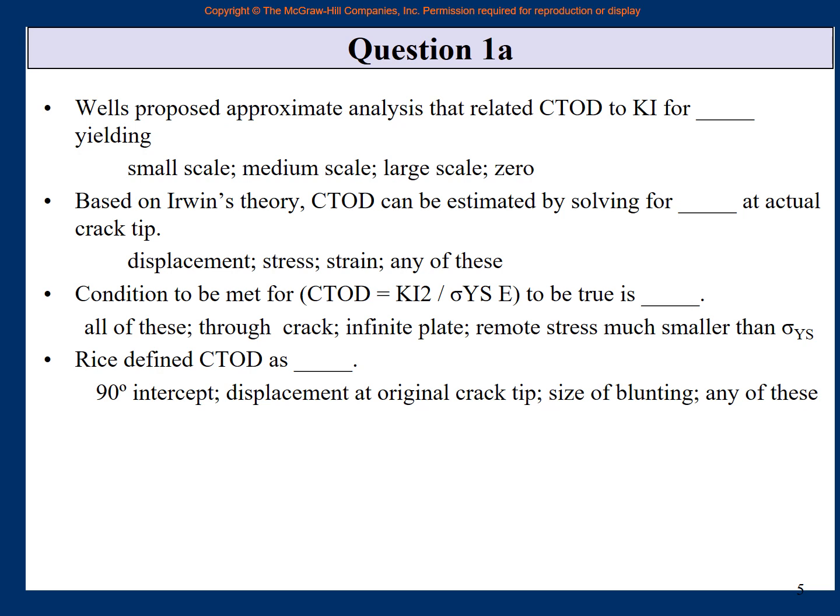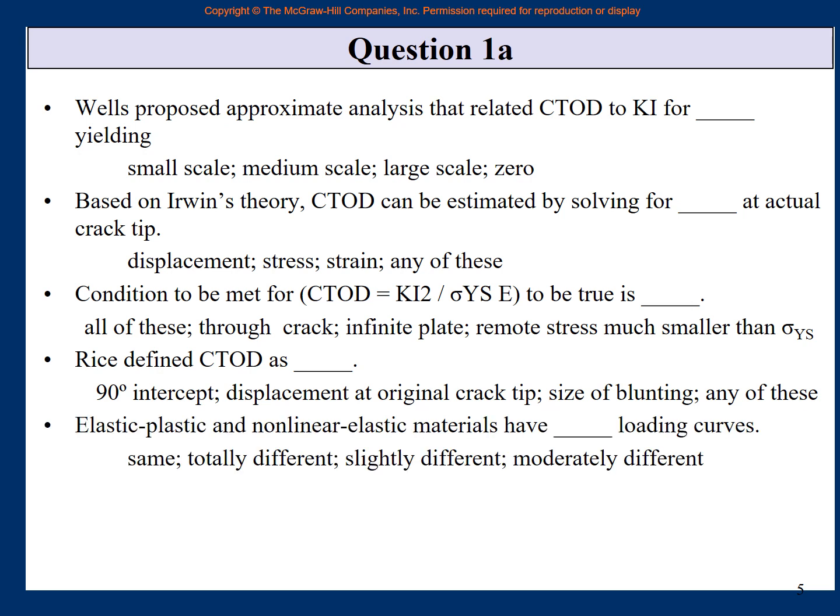This is the condition. Rice defined CTOD as 90-degree intercept, displacement at original crack tip, size of the blunting, any of these. So if you remember, it's good. If you don't, just go to the CTOD chapter and see where is Rice, and you will see that 90-degree intercept. Remember, 90-degree intercept. There is a small sketch also there in the book and the notes. Elastic plastic and non-linear elastic materials have dash loading curves. Same, totally different, slightly different, moderately different. What is your answer? Same.